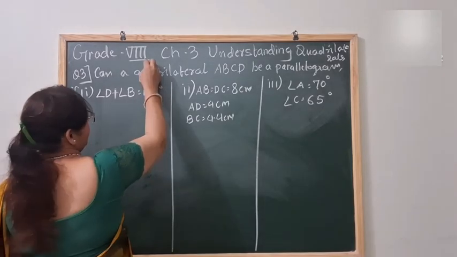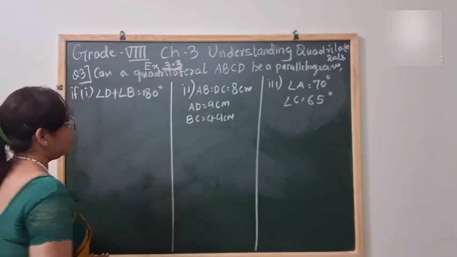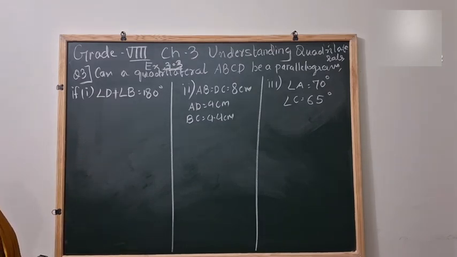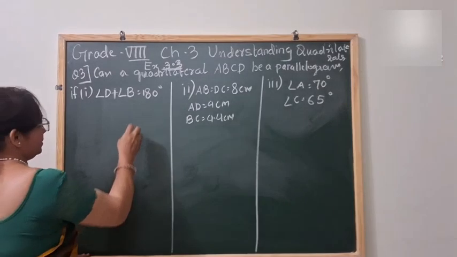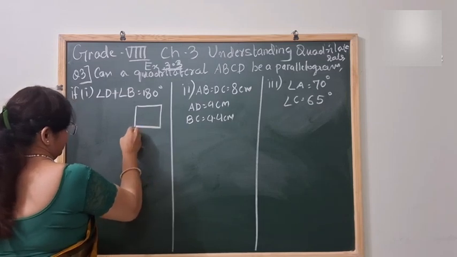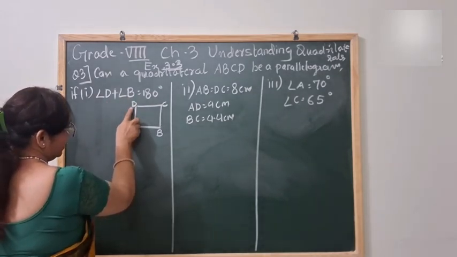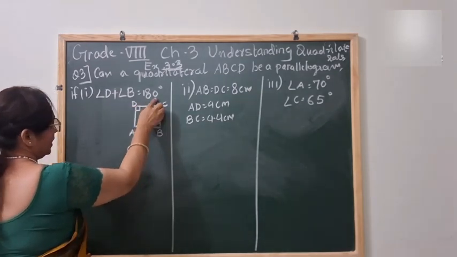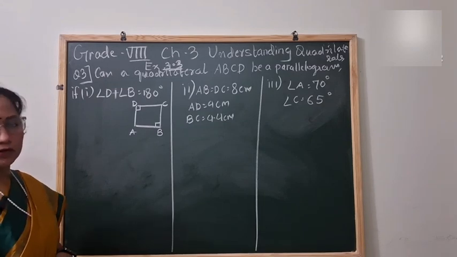This is exercise 3.3. The first question, number 3, says: can a quadrilateral ABCD be a parallelogram if angle D plus angle B is equal to 180? Let us draw a parallelogram. Angle D and angle B, these two angles have a sum of 180. So here the opposite angles, can the sum of these two be 180? Is it possible in a parallelogram?